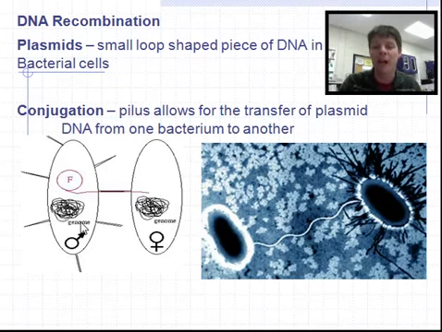So if this cell had a type of antibiotic resistance, if it's able to connect with another cell by a pilus and pass that plasmid DNA to this new cell, that cell would now gain a new trait. It would actually gain the ability to be resistant to the same antibiotic that this cell was resistant to. So this is an example of conjugation, which is allowing transfer of plasmid DNA from one bacterial cell to another bacterial cell.